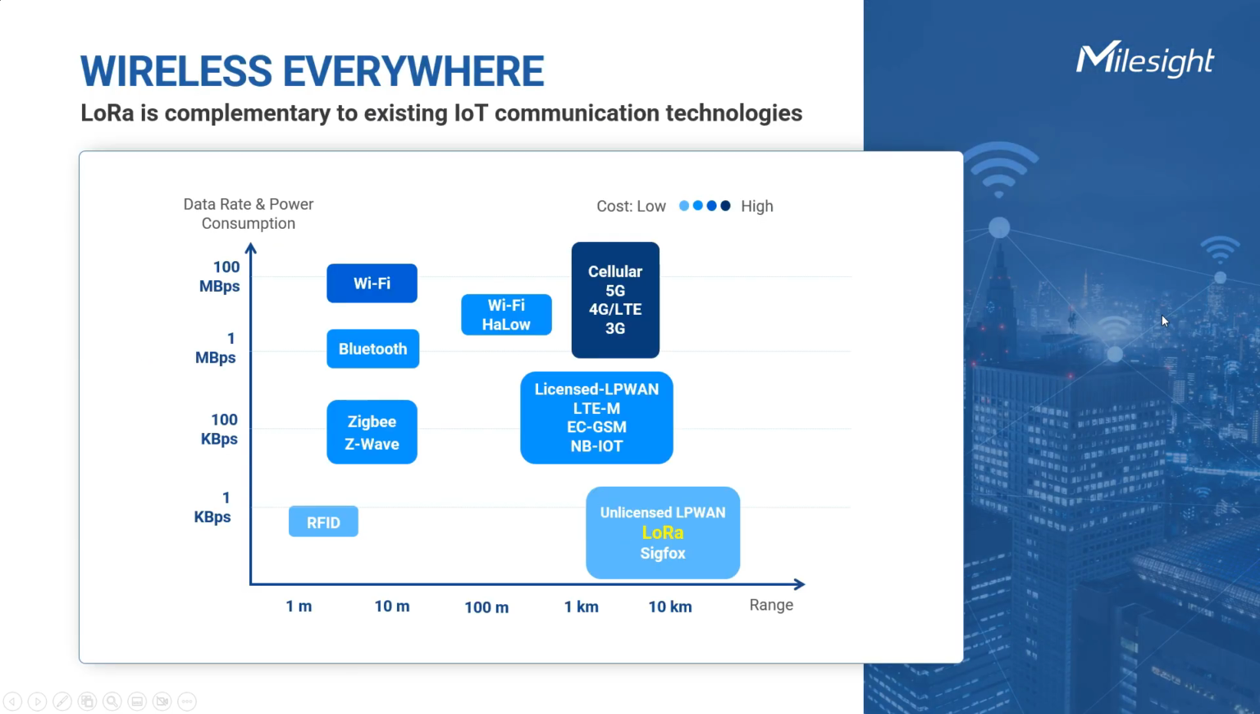LoRa is really complementary to existing IoT communication technologies. It's long range, but obviously at the cost of bandwidth, so it's designed for IoT use cases which require only very little bandwidth, very small data. But that also makes it really suitable for devices that are usually in sleep. So it can basically be in deep sleep most of the time. It just wakes up when a message needs to be sent and goes back to sleep. So it's complementary to other IoT technologies, not a replacement.